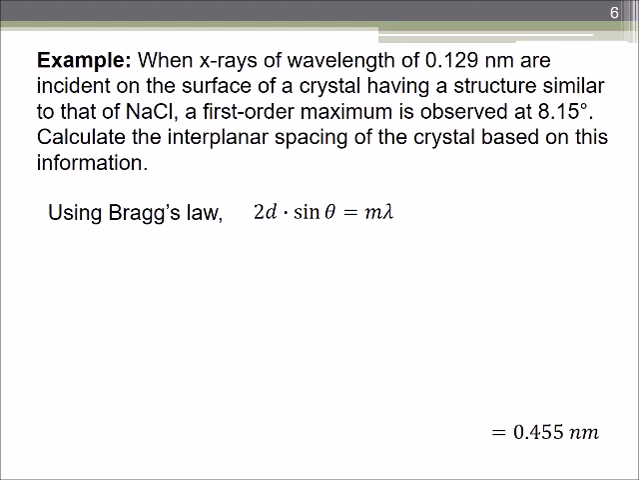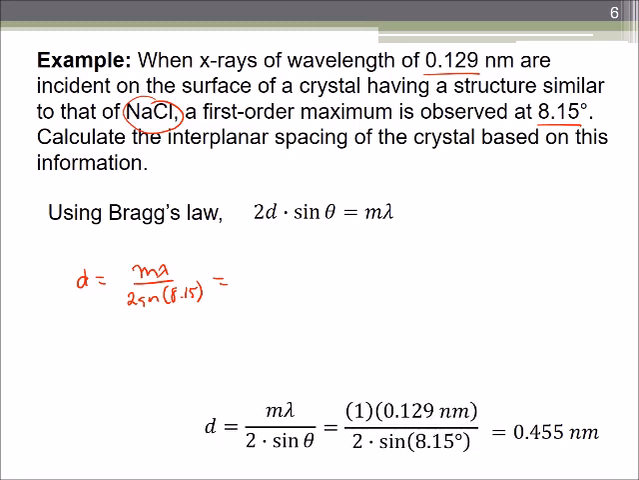Next, we're going to look at this example. So here we have X-rays of wavelength, again, we're given the wavelength, incident on a salt crystal. The first order maximum is observed at 8.15 degrees. Calculate the planar spacing based on that information. So I'm going to do basically the same thing. d is equal to m lambda over 2 times the sine of 8.15, and I'm going to get 0.55 nanometers.